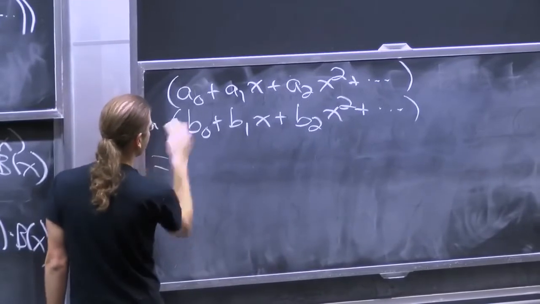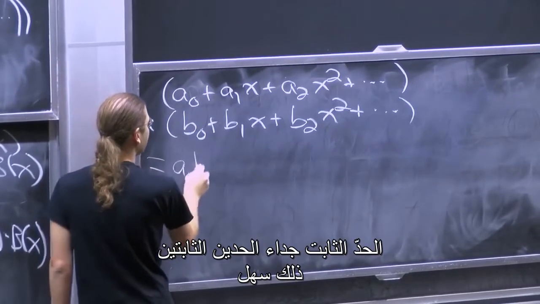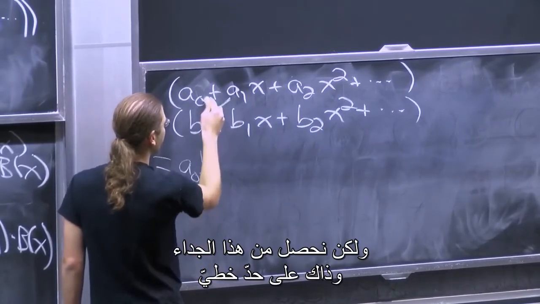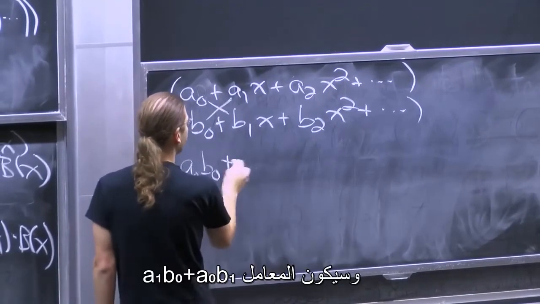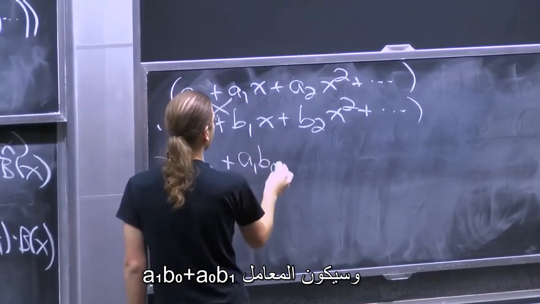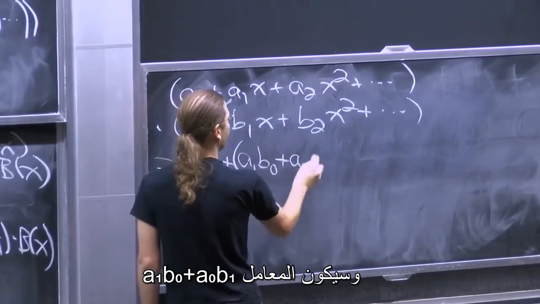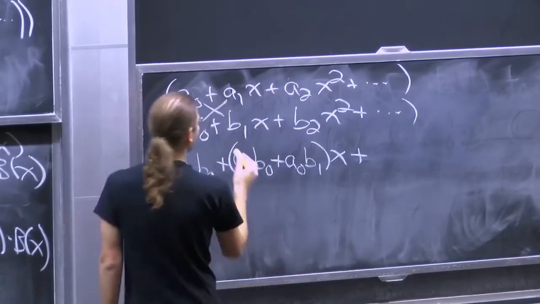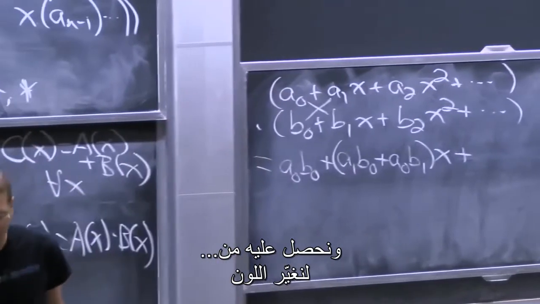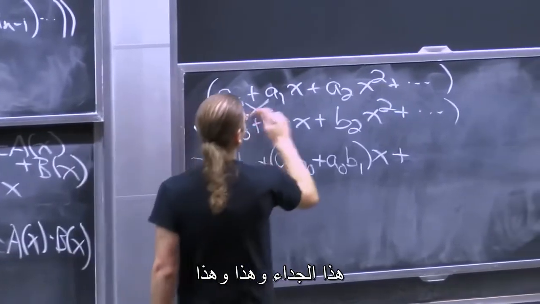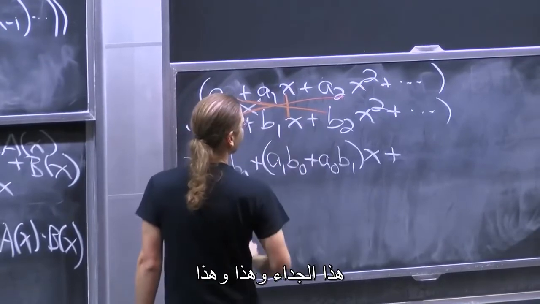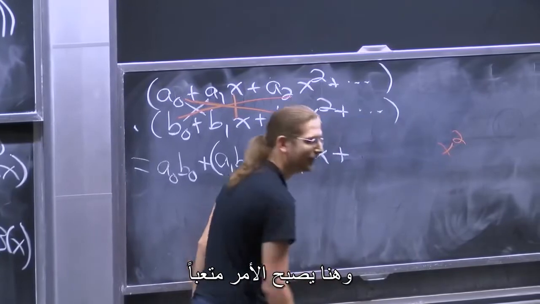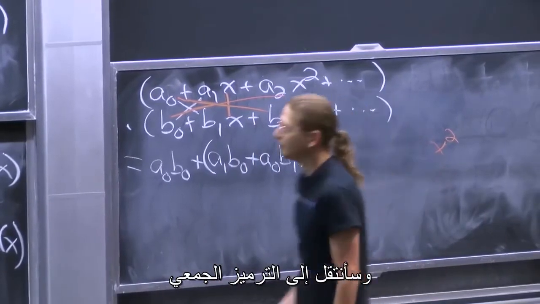We get, let's see, so the constant term is just the product, that's easy, of the constant terms. But then if I take this product or this product, I get linear terms. So it's going to be a1 b0 plus a0 b1 times x. And then there's a quadratic term, which I get from, switch colors, this and this and this. So there's three things times x squared, and that's where I get tired. I'm going to switch to the summation notation.